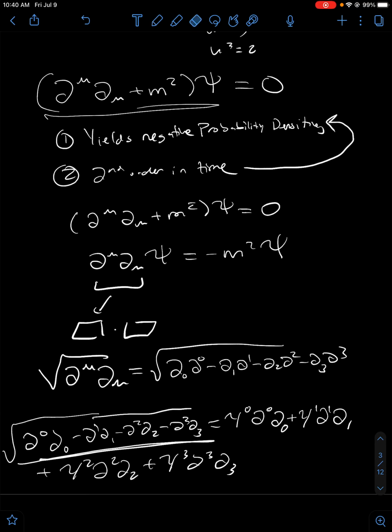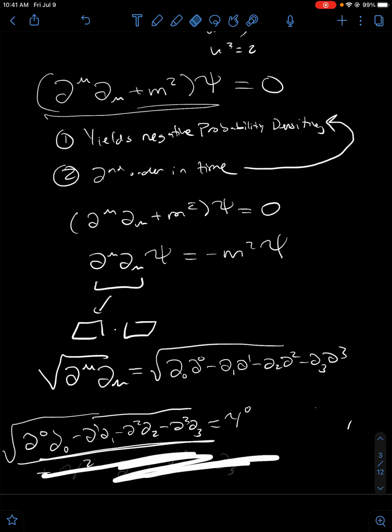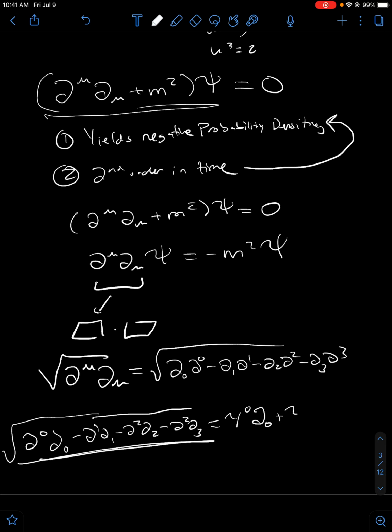Oops, my bad. There should just be one term here. So we're just assuming that the square root can be written as, here, let me just write it again. I made a mistake the first time. So we're assuming that the square root of this can be written as a linear combination of the individual partial terms. Okay? That's all we're doing.